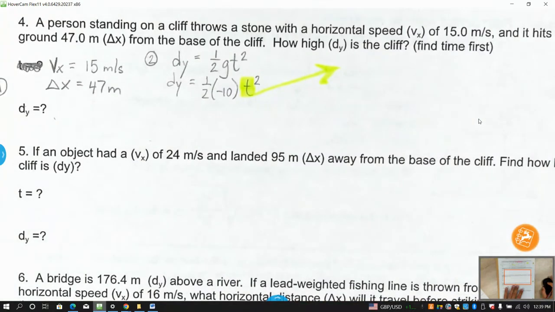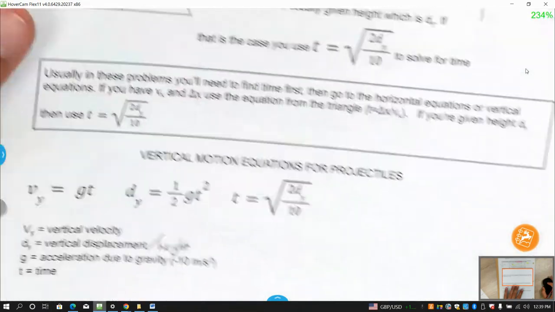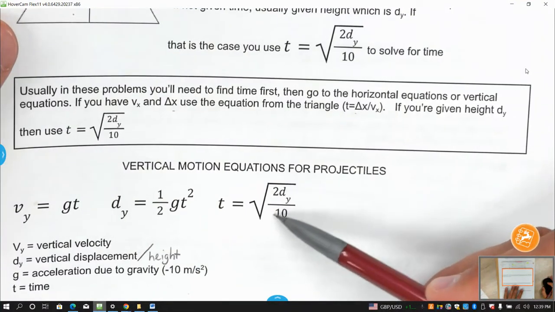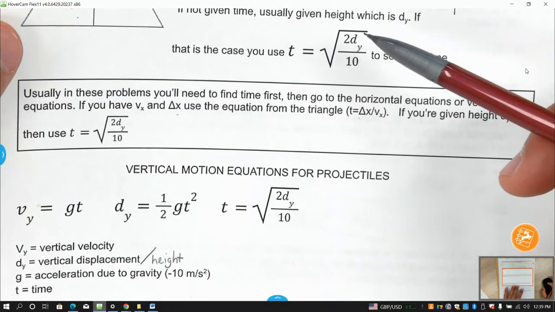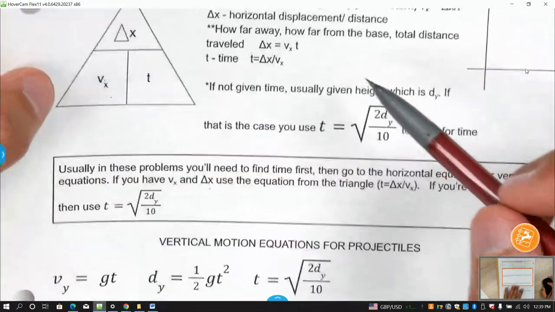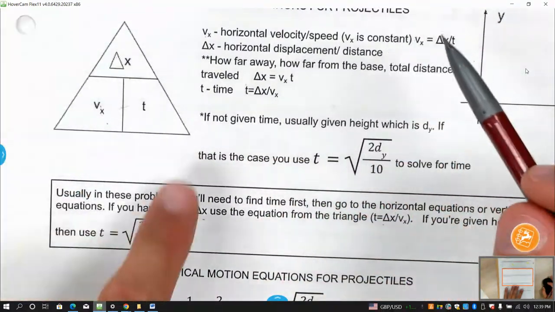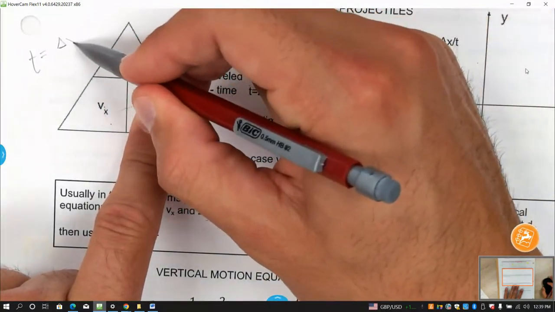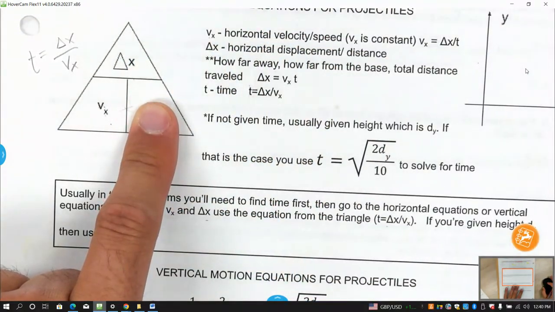There are two sets of equations to solve for time. One, if you're given the height, you can do the square root of 2 times the height over gravity. We just get rid of the negative sign because you can't have a negative in a square root. And then you can also determine time if you are given delta x and vx. So t would equal delta x over vx.